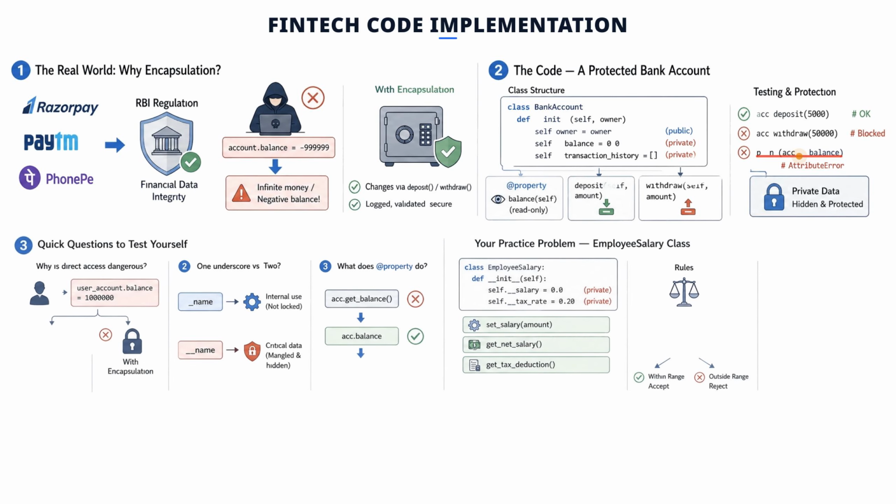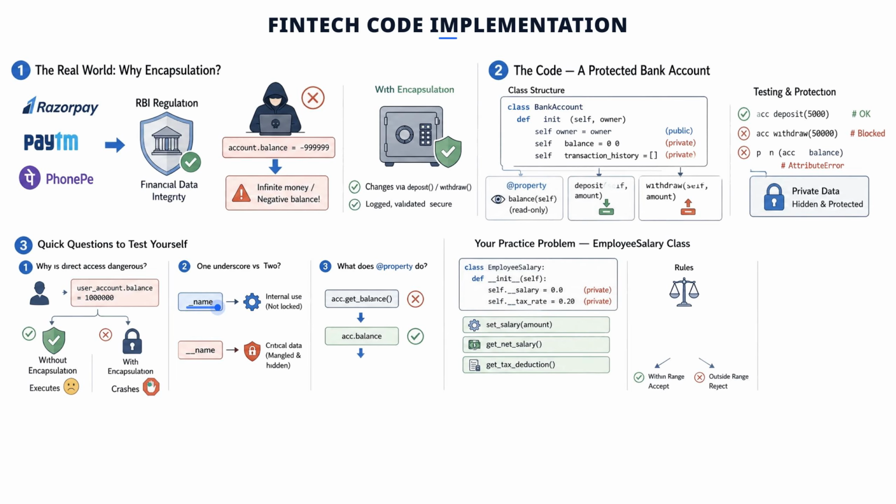To ensure you have mastered these concepts, let's review 3 quick questions. First, why is direct access dangerous? Imagine executing this line of code. Without encapsulation, it executes immediately. With encapsulation, it would crash the program instead of letting someone hack their balance.